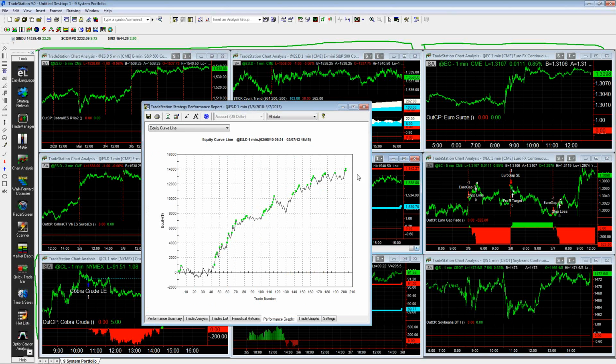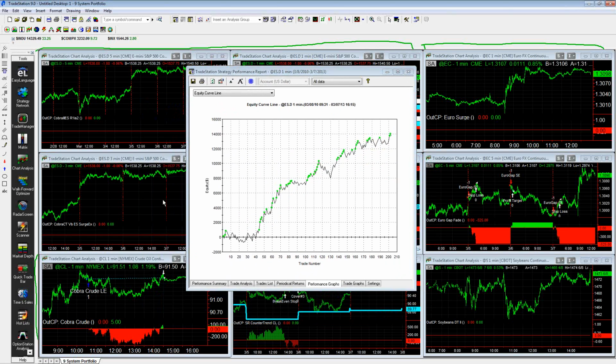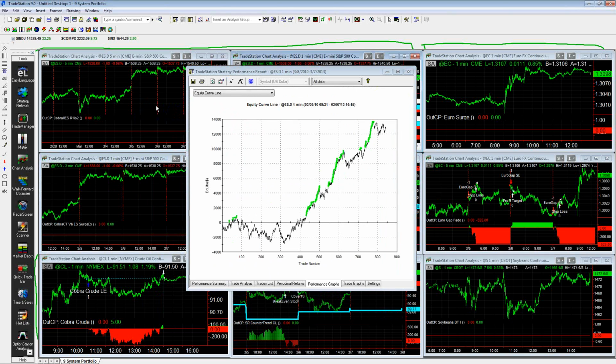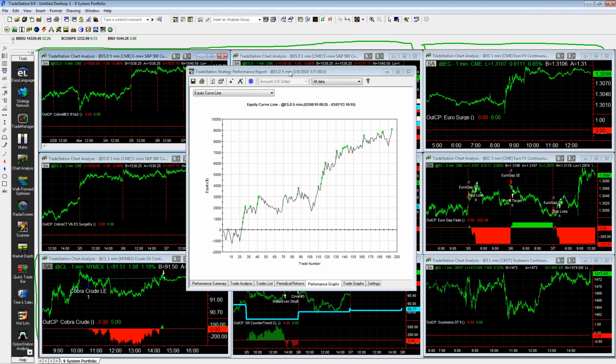And so here's the equity curve. You see SR counter trend is at peaks. And you have a diversity of strategies at peaks and at pullbacks. And so this is a little bit of a pullback.